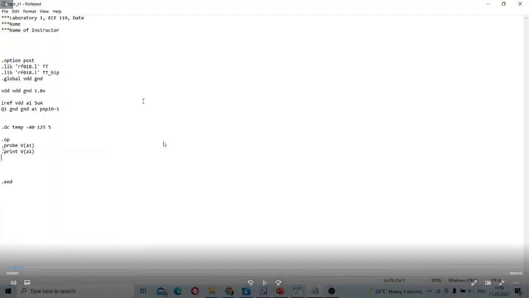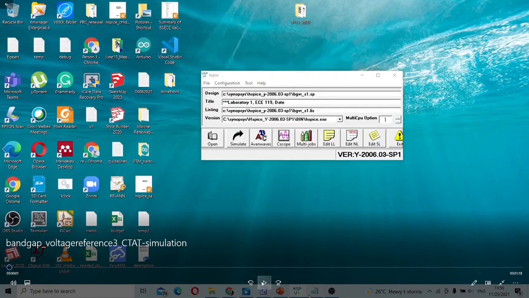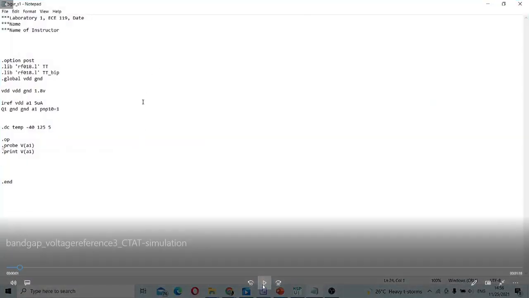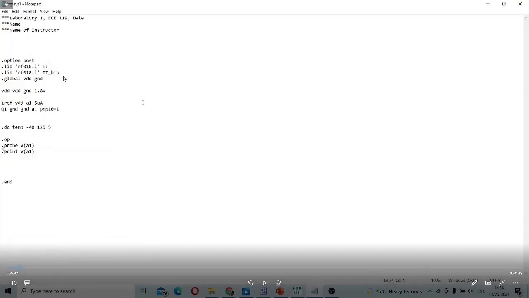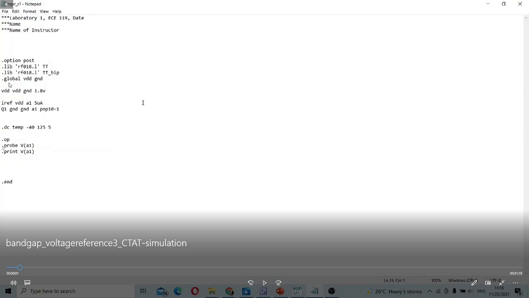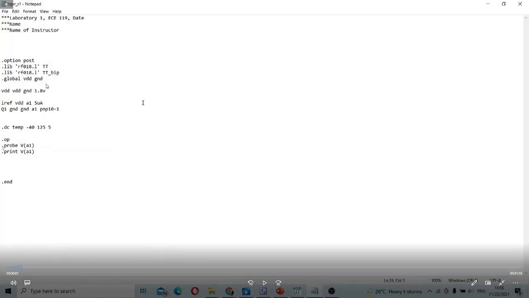Okay, for the CTAT simulation, we will first simulate that in our HSPICE. For me, I have saved that as RC, then simulated it, and I will discuss the code a little bit here. So aside from the library of TT, I also added the library of TT_BIP to call the library for the BJT. And I also declare the global VDD and ground in case I have sub-circuits. Actually, you can implement it in other circuit coding as well.